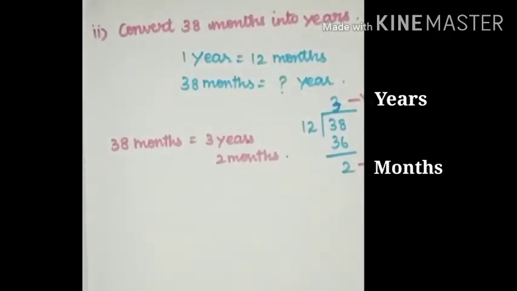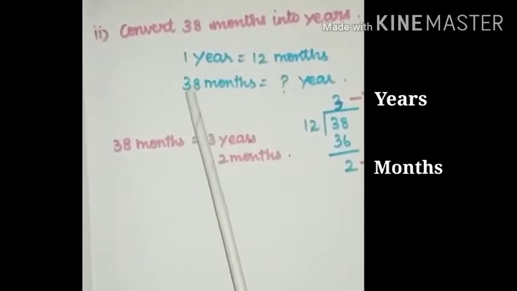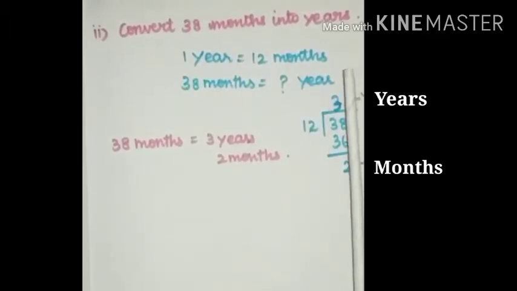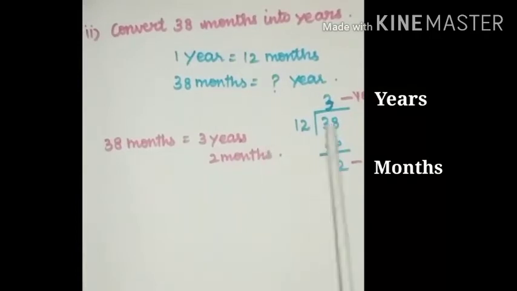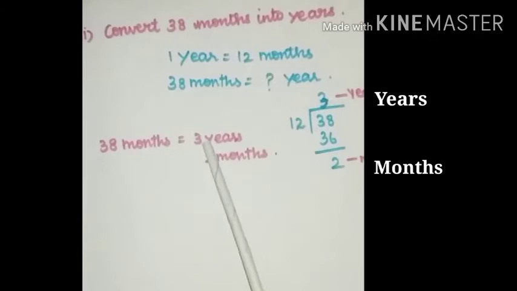Students, is it clear now? 1 year equals 12 months. We have to convert 38 months into years. Here we are converting smaller unit into higher unit, so we have to divide it by 12. 38 divided by 12 is 3 years and 2 months. 3 is the quotient. So the quotient is considered as years and the remainder is considered as months. 38 months equals 3 years 2 months.